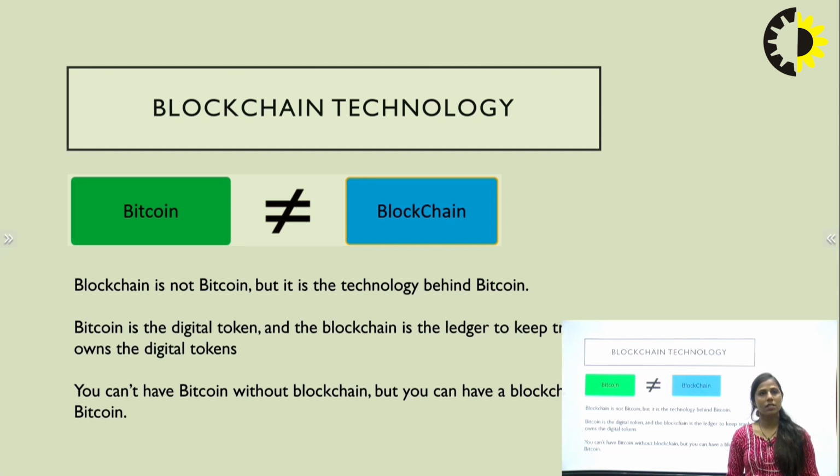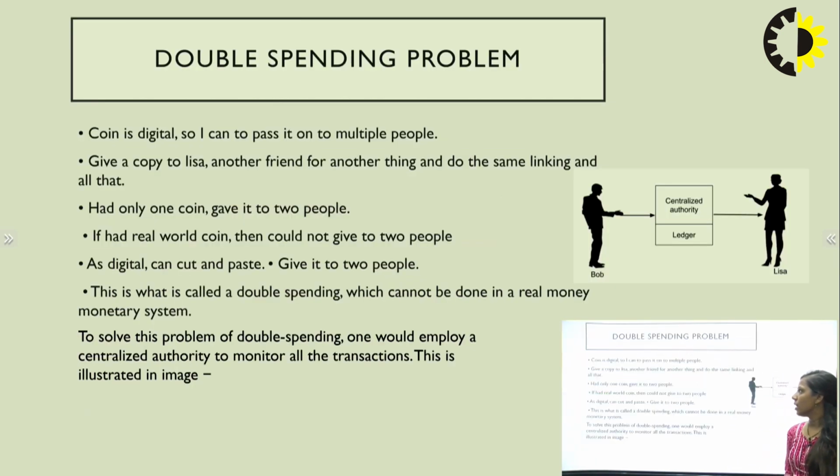Now let's discuss how the Bitcoin blockchain solves the double spending problem, and what the different components are. So let's discuss further about these terms. The term that comes up is double spending. What is double spending?